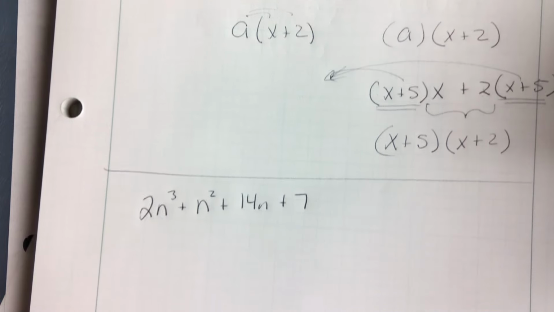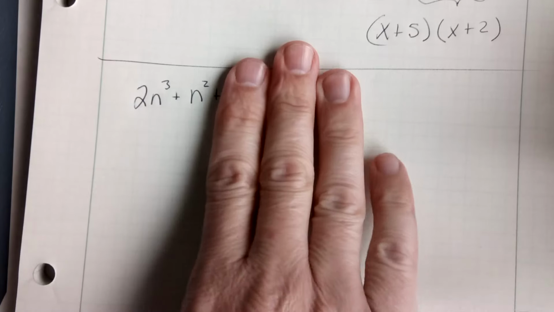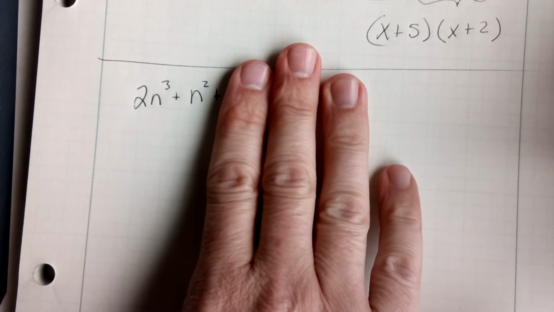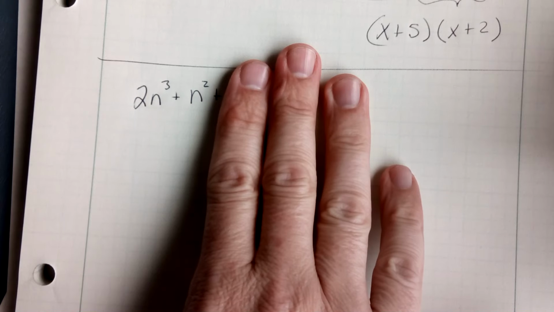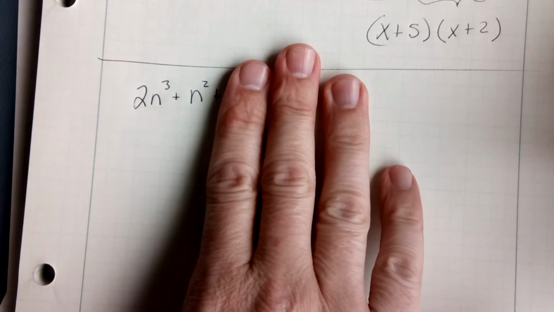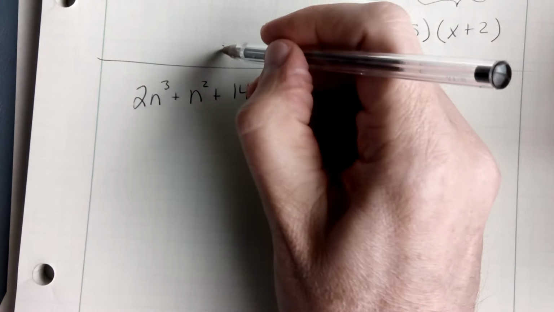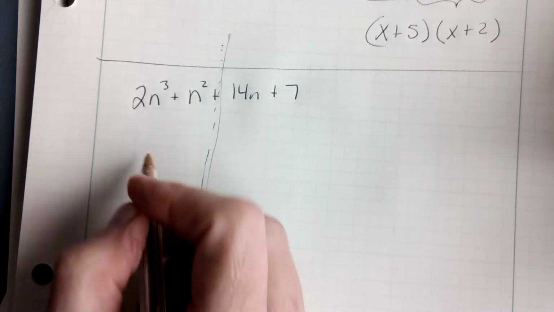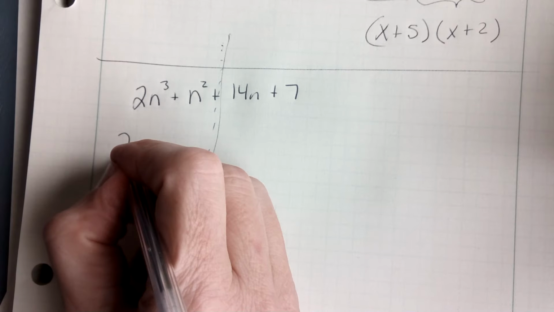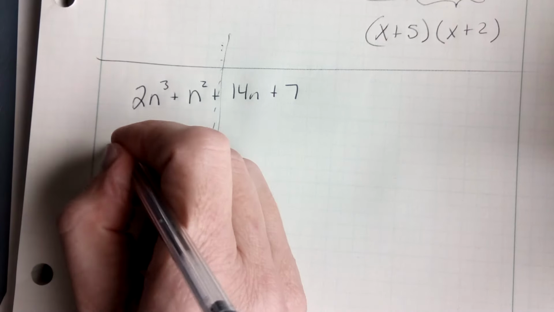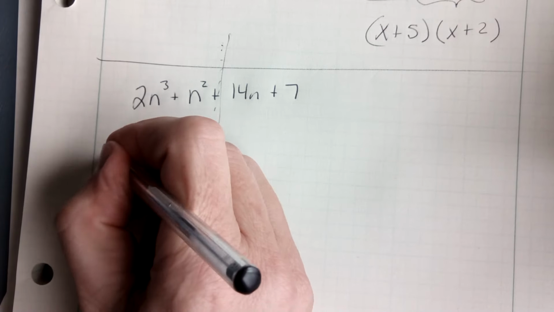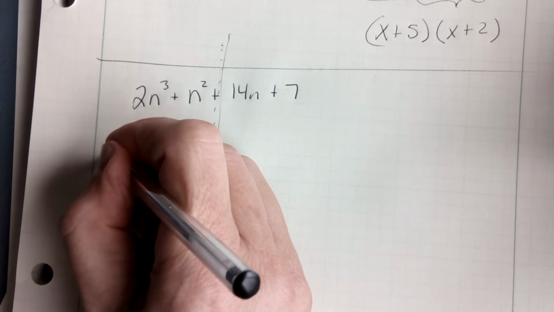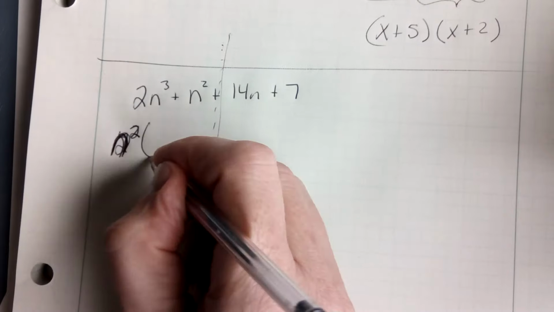And what we mean by that is we're going to cover up the last 2. We're going to group the first 2 things together and just say what's in common with the 2n cubed and the n squared. Well, both of them have an n squared. So what I'm doing is breaking this up. I'm going to put a line down here and I'm going to group the first 2 terms together and say those first 2 terms have an n squared in common. And n squared, now I'm going to factor that n squared out.